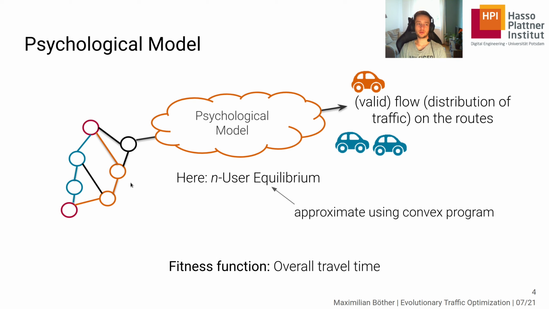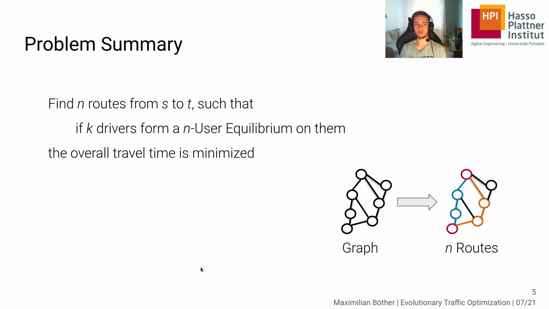How long, for example, do 100 people take to traverse this highway? This we know by real-world data, and this enables the evaluation of the fitness function. So, to sum up the problem, we want to find n routes from S to T, such that if k drivers form an n user equilibrium on them, the overall travel time is minimized.